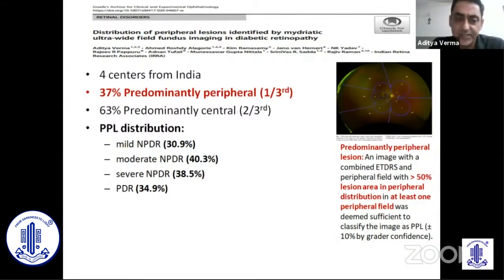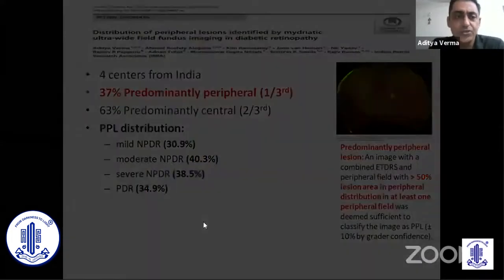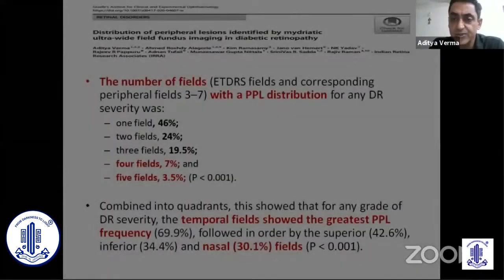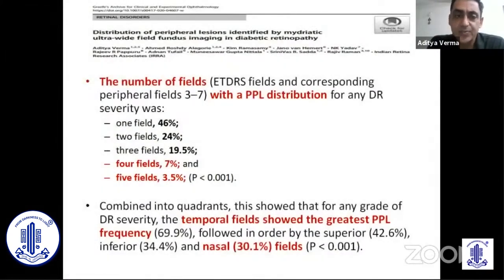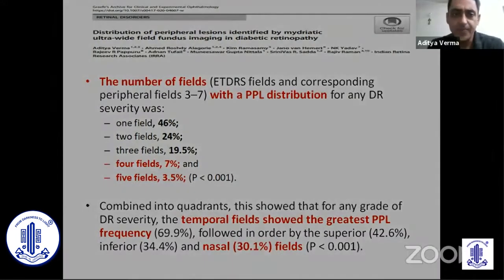As far as the peripheral distribution is concerned, over the grades of diabetic retinopathy, more or less a uniform pattern was seen. We also saw the number of fields with a peripheral distribution for any given level of severity of diabetic retinopathy: 46% of the eyes had one field with a peripheral distribution. I'd like to draw your attention to the last two, that 7% of eyes had 4 fields where the lesions were peripheral, and 3.5% of the eyes had all fields with peripheral lesions. Combined into the quadrants, we also showed that the temporal field showed the greatest peripheral lesion frequency and the nasal the least.